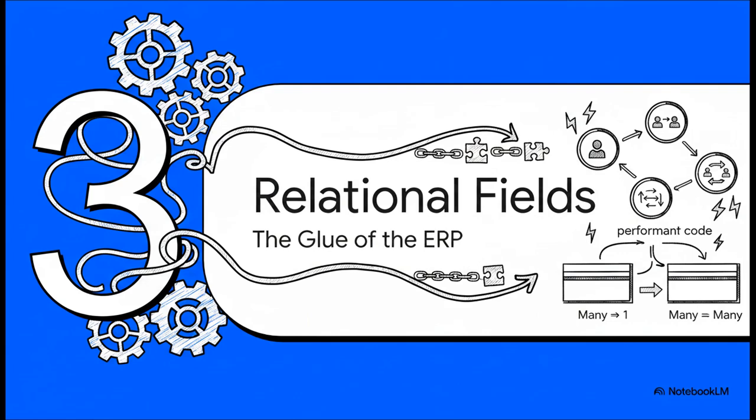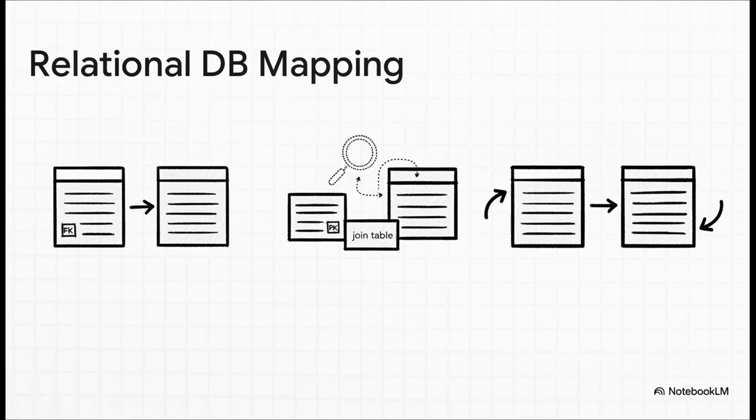All right, let's talk about the glue that holds your entire ERP together, relational fields. You absolutely have to understand how a Many2one, One2many, and Many2many work under the hood if you want to write performant code. It's non-negotiable. And you know what? It's actually way simpler than it sounds.